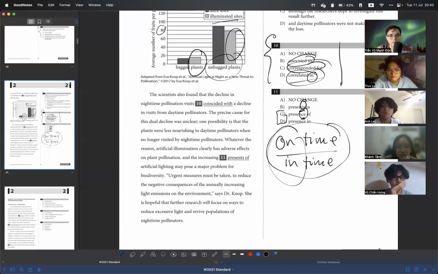Let's see. Whatever the reason, artificial illumination clearly has adverse effects on plant pollination, and the increasing presence of artificial lighting may pose a major problem in biodiversity. Presence is the noun. Present is the now, right in the present, or a gift. And presence is the appearance, being at a place or being apparent. That is presence, and present is very different. So correct.